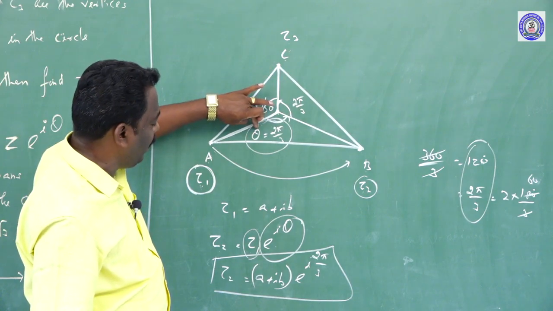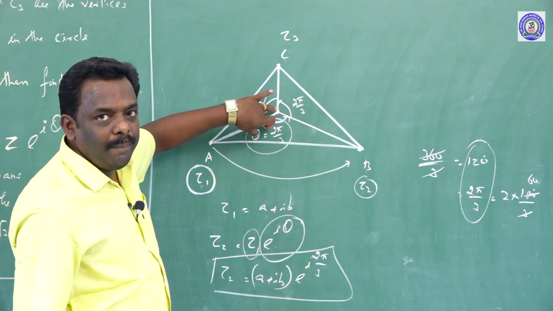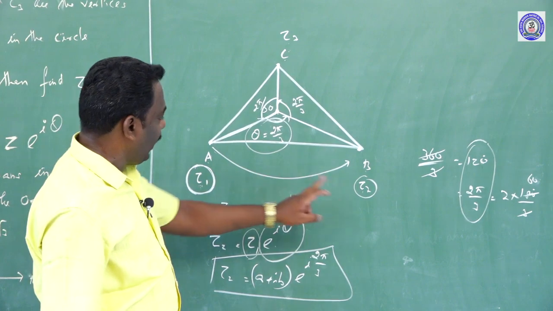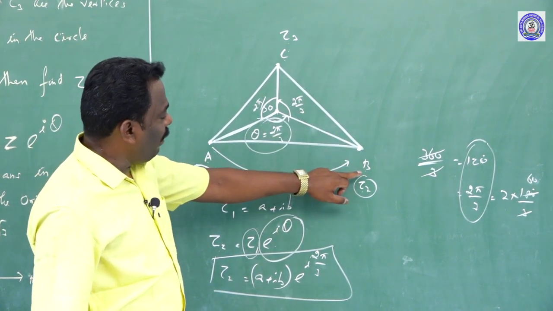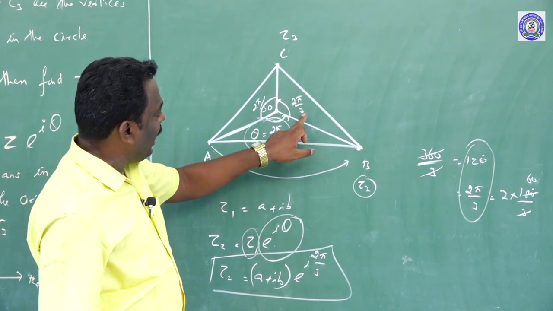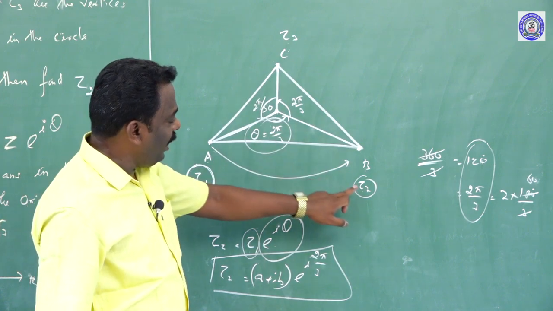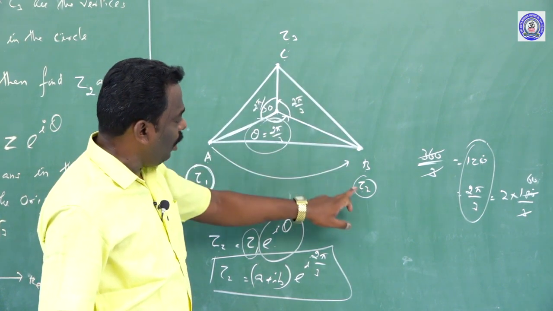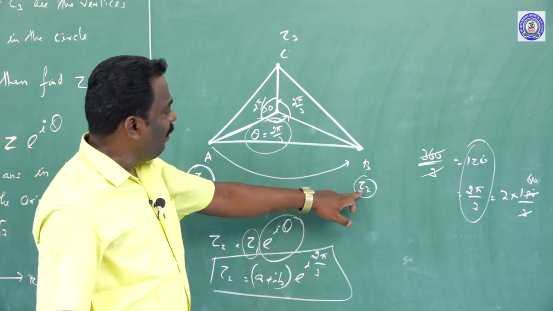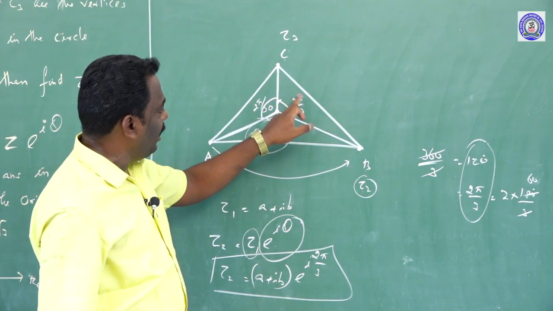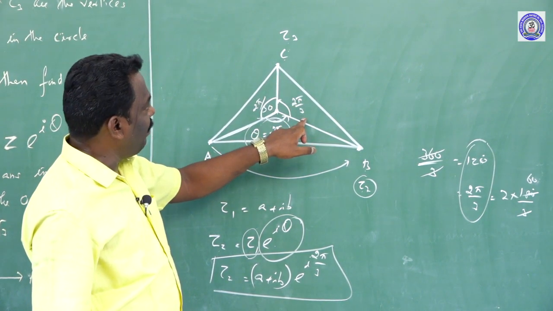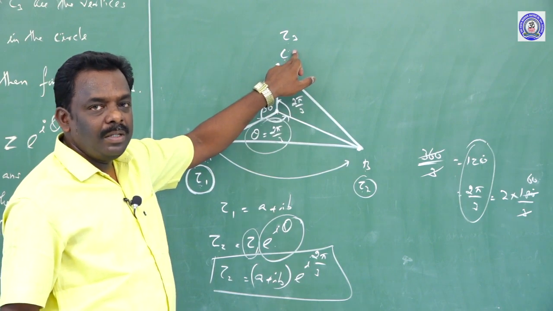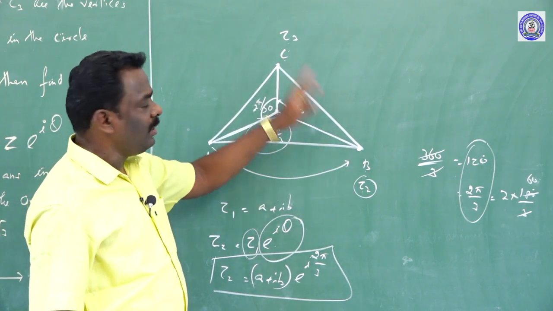So theta equal to 2π by 3, we want to multiply. If you find the second one, and similarly the third one, from the second one to the third one the angle is 2π by 3. Therefore Z3 is equal to Z2 into e power iθ, and θ is 2π by 3, and similarly find Z2 and Z3 the same way.